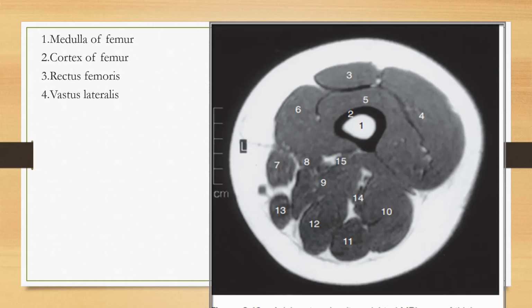Number 5, vastus intermedius. And 6... Number 6, vastus medialis muscle.